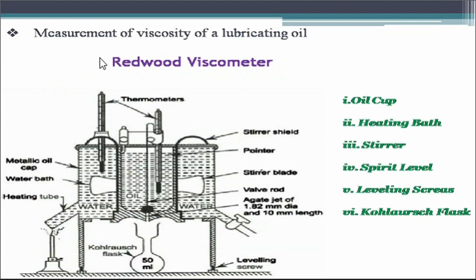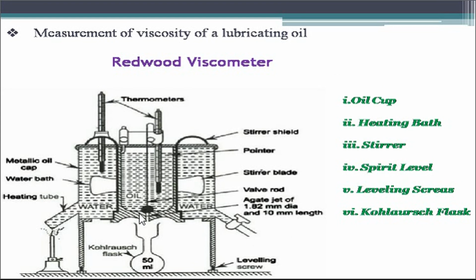Now, how to measure the viscosity of a lubricating oil? It is carried out by using the Redwood viscometer. This is the diagrammatic way to study the Redwood viscometer. This is the diagram. Let us start with the apparatus. It contains oil cup, heating bath, stirrer, spirit level, leveling screws and Kohlrausch flask. Let us discuss one by one.